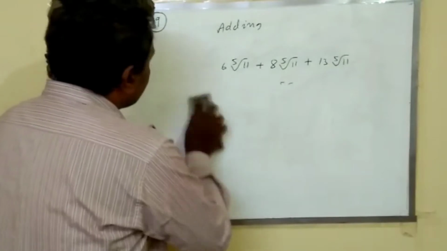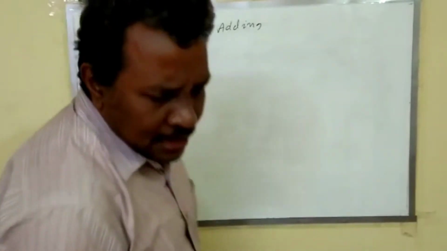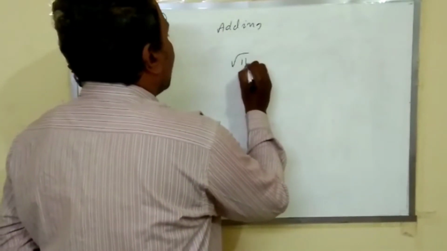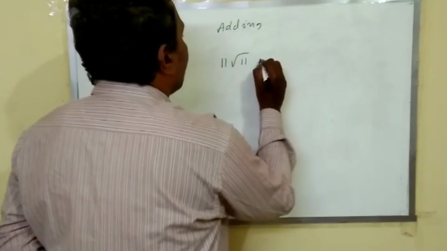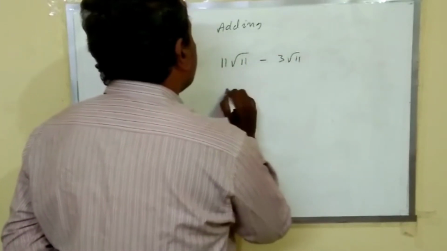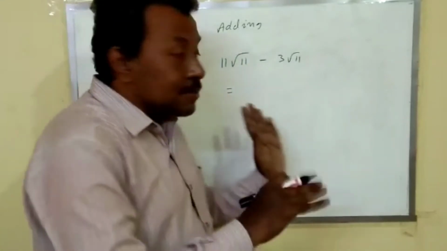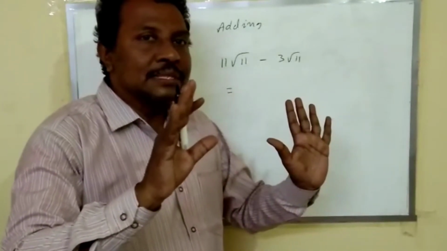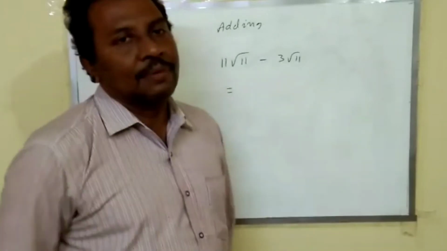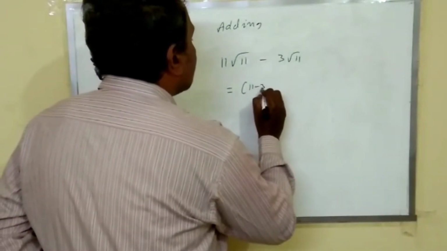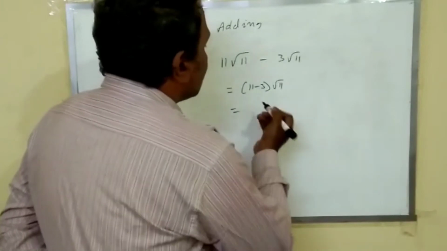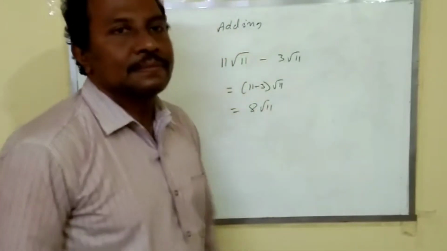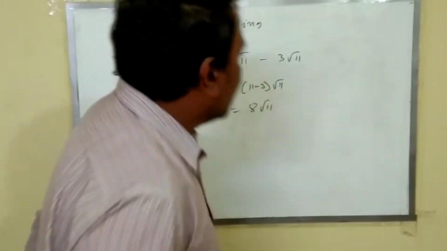In the same manner, subtraction of sets. Subtraction of sets is possible if the sets are similar surds. 11 square root of 11 minus 3 square root of 11. That means I am subtracting 3 square root 11s from 11 square root 11s. So there are 11 square root 11s. From that I am taking away 3 square root 11s. So that becomes 11 minus 3 square root of 11s. 11 minus 3 is 8. 8 square root of 11s. Like that.